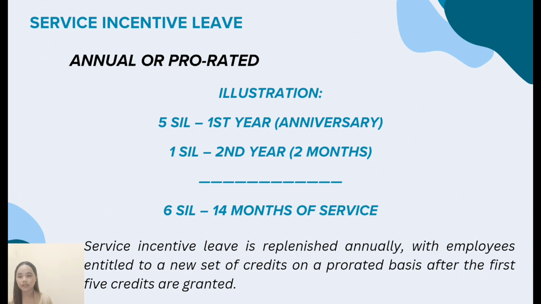This confusion stems from the lack of an explicit law or regulation. Labor courts have consistently applied the 5 service incentive leave credits on the first year or work anniversary. They prorated the service incentive leave credits for the second year, as in the illustration I have showing in this slide. Service incentive leave is replenished annually, with employees entitled to a new set of credits on a prorated basis after the first 5 credits are granted.